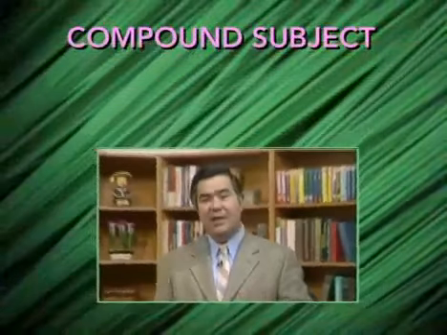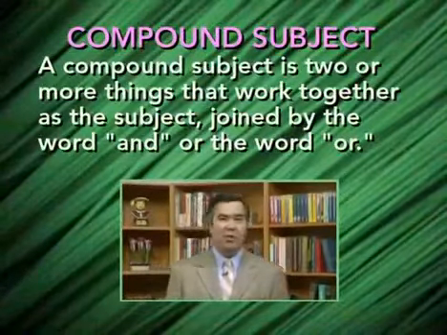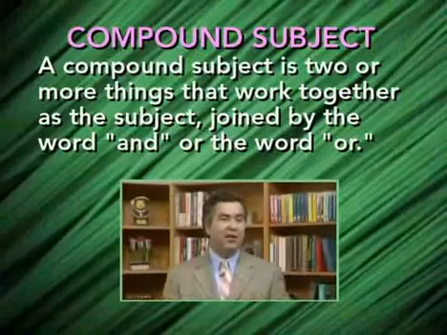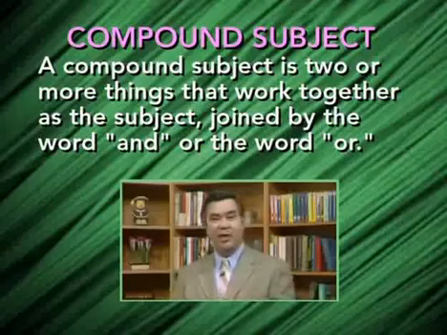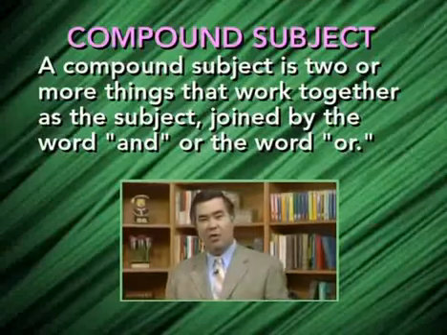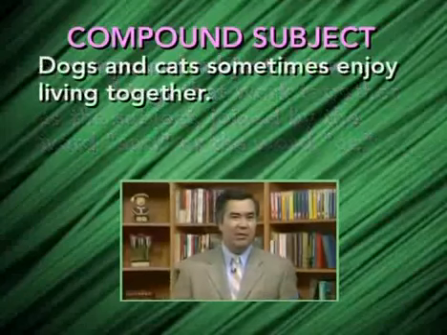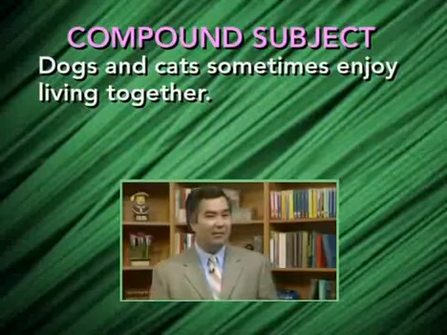Now, occasionally, this kind of simple sentence structure gets a little more complicated with the addition of a compound subject. What is a compound subject? A compound subject is two or more things that work together as the subject. Usually, these two or more things are joined together by the word "and" or the word "or." Look at this example. Dogs and cats sometimes enjoy living together.